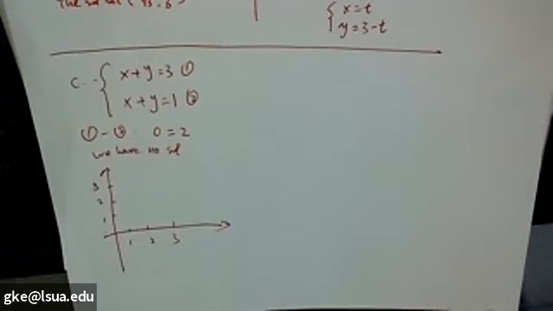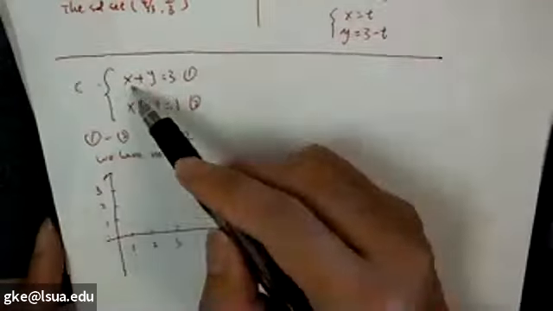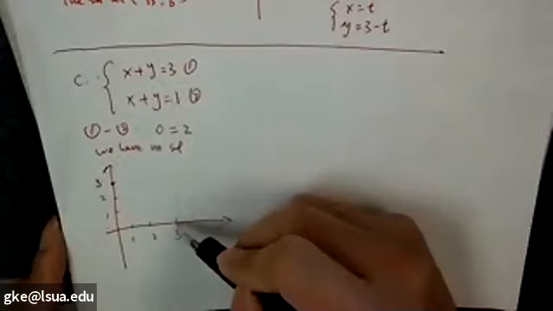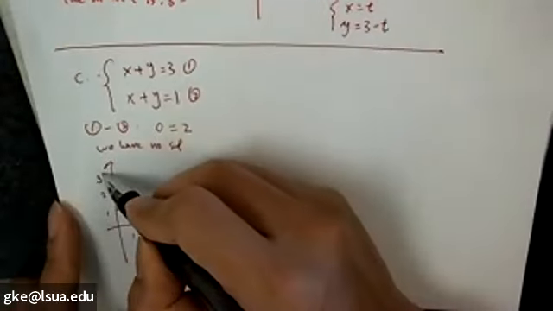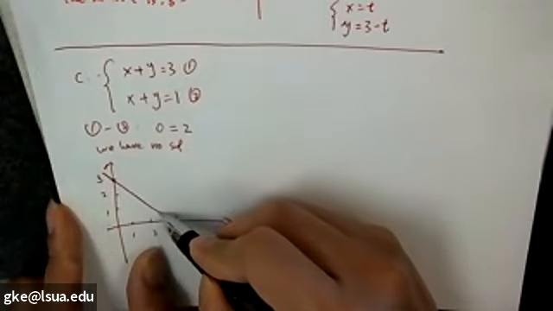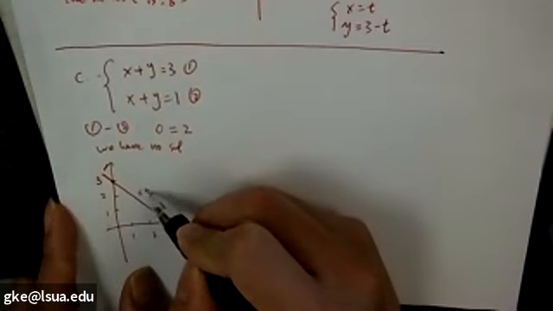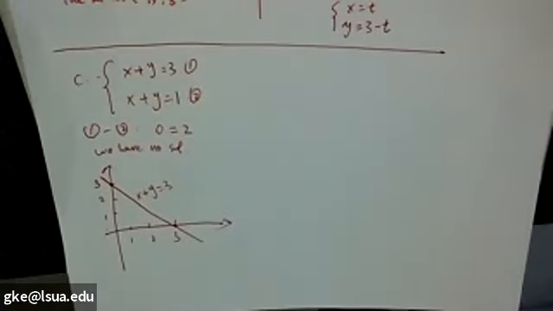For the first equation, x plus y equals 3, we can let x equal 0 and we get y equals 3. Letting y equal 0, we get x equals 3. So connect these two points, and we get the first line. The first line is x plus y equals 3.